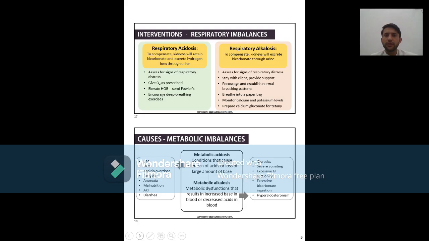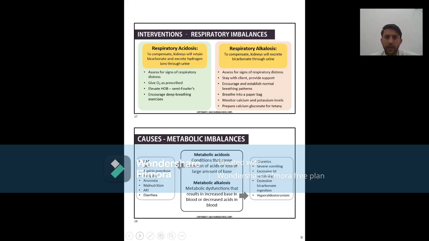In respiratory alkalosis, the kidney will excrete bicarbonate through urine. We also have to assess the patient for respiratory distress. We have to stay present with the client, provide support, encourage, and establish a normal breathing pattern. Breathe into a paper bag to re-inhale CO2. We normally use a rebreather mask for respiratory alkalosis. Monitor calcium and potassium levels, which are important for the heart and cardioprotective. Prepare calcium gluconate for tetany prevention.